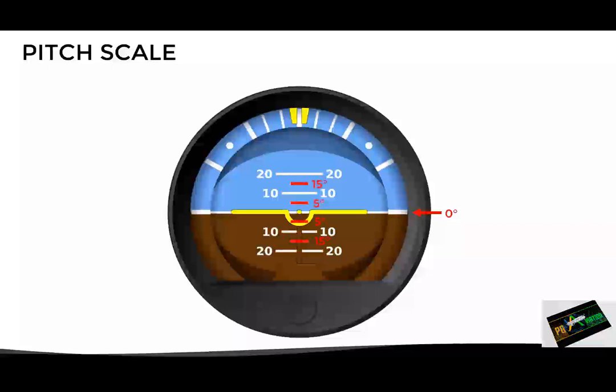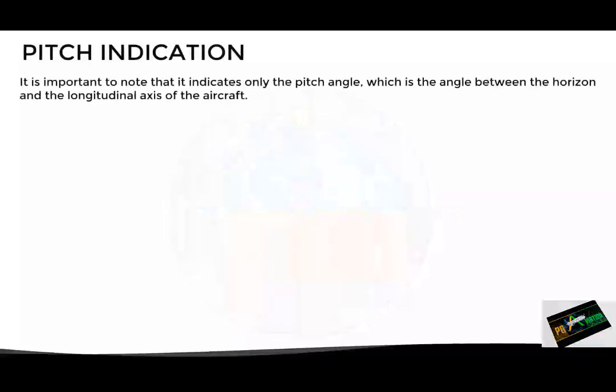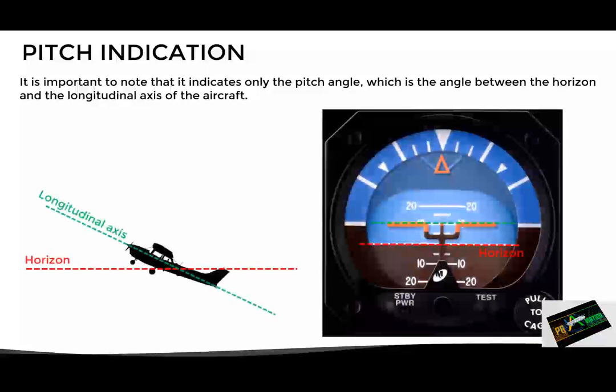Now, it is important to note that the instrument indicates only the pitch angle, which is the angle between the horizon and the longitudinal axis of the aircraft, as we can see in this image. In this case, the pitch indicator is at the 10-degree nose-up mark, which means that the nose is pointing 10 degrees up in relation to the horizon.